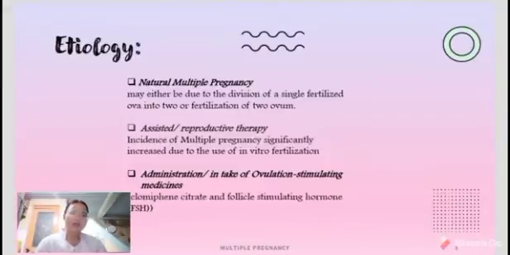We also have the administration or intake of ovulation-stimulating medicines, for example clomiphene citrate and follicle stimulating hormone or FSH. The intake of these medications induces an increase in the production of egg cells, and in other cases it induces multiple pregnancy once multiple ova are fertilized.